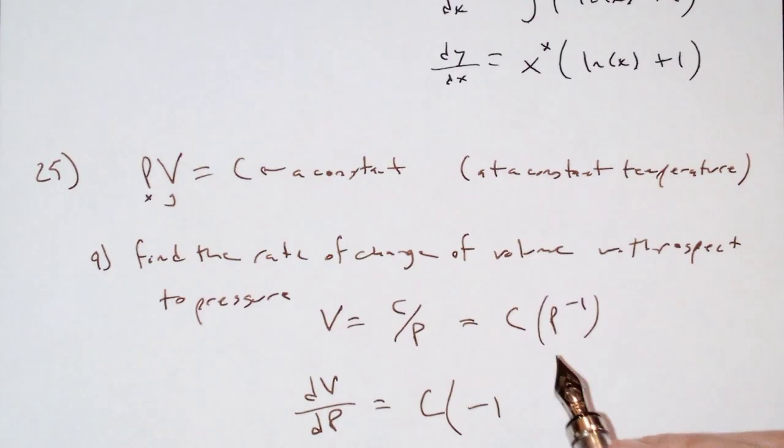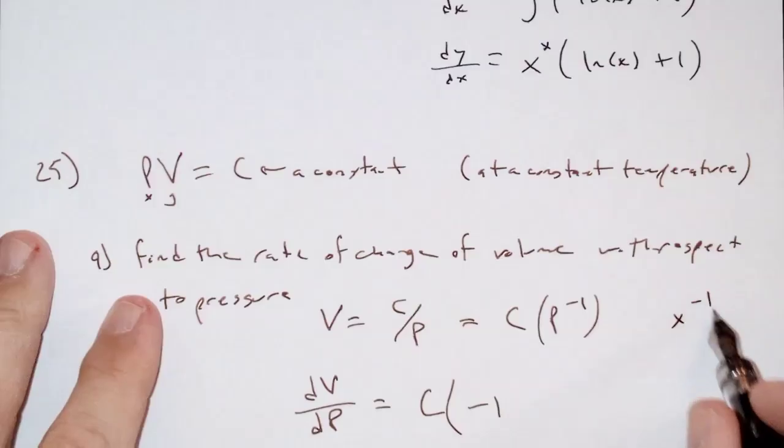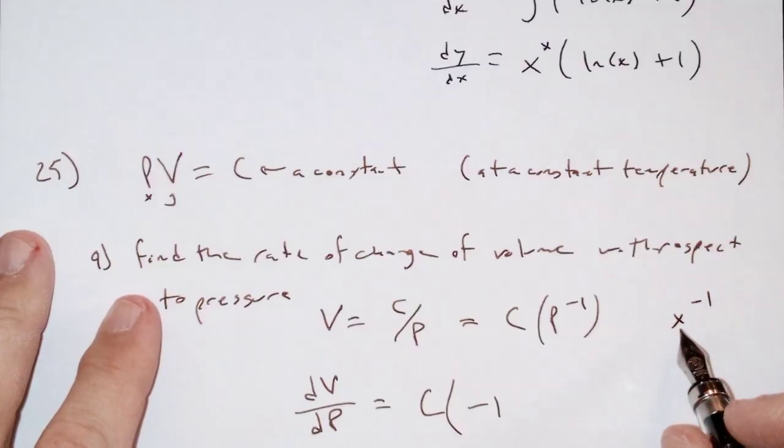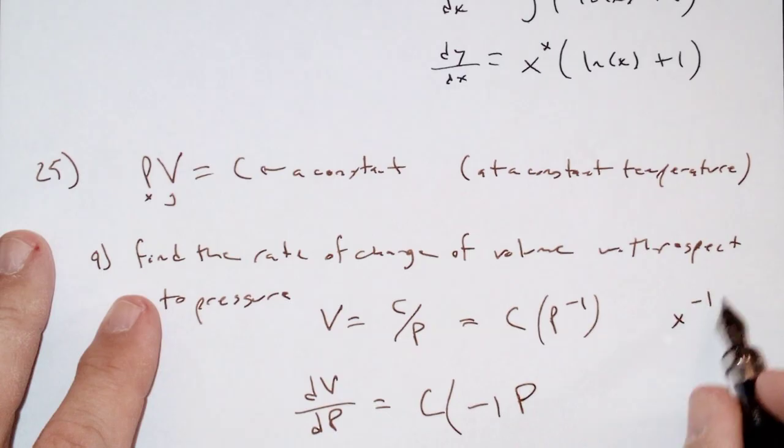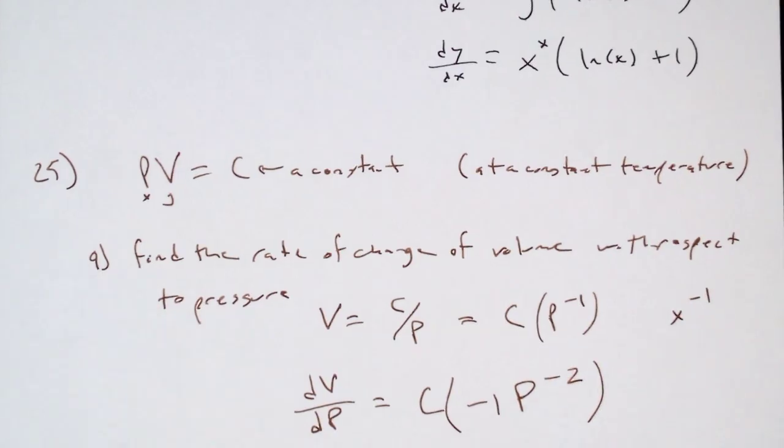Unfortunately, no, because this is like an X to the -1. It's a power rule. So I need to treat this like a power rule. So what do I do with the power rule? I bring this down front. So that stays. And then what do I do to the power? Right, I subtract another one.